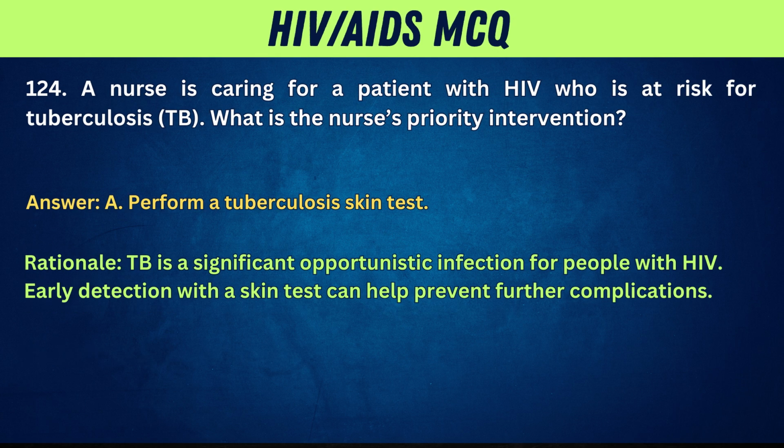Answer: A. Perform a tuberculosis skin test. Rationale: TB is a significant opportunistic infection for people with HIV. Early detection with a skin test can help prevent further complications.